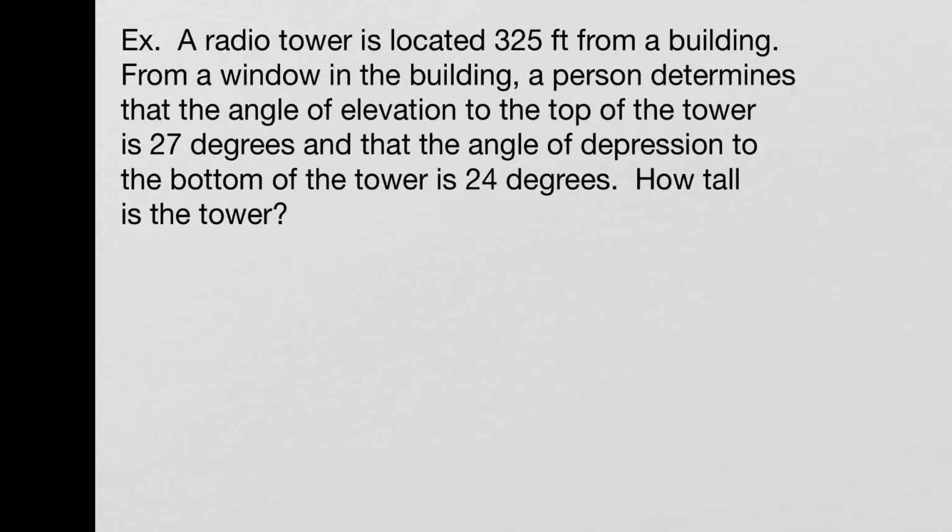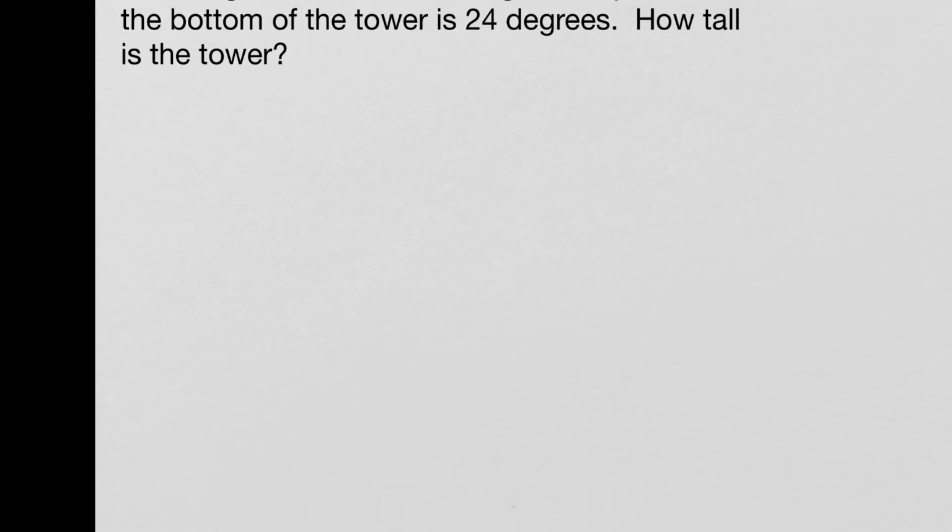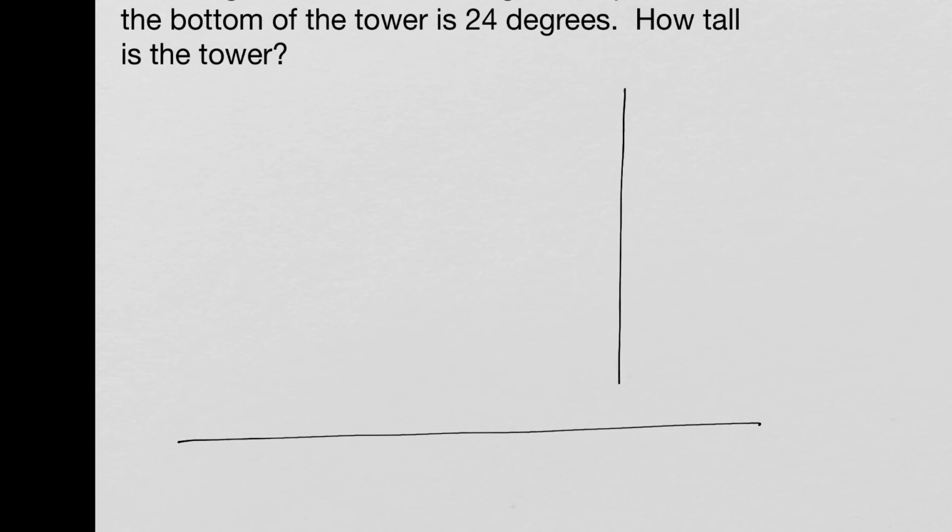Okay, so in this question we're told a radio tower is located 325 feet from a building. From a window in the building, a person determines that the angle of elevation to the top of the tower is 27 degrees and that the angle of depression to the bottom of the tower is 24 degrees. And based on the information, we want to figure out how tall the tower is. So we definitely need to draw this out, right? So let's say this is the ground. This is the tower. Here's the building over here somewhere.